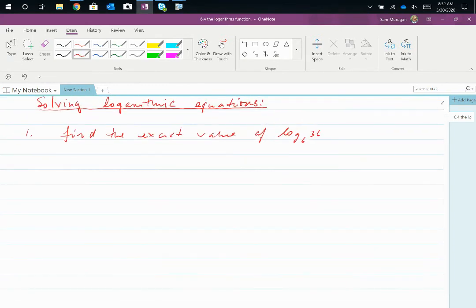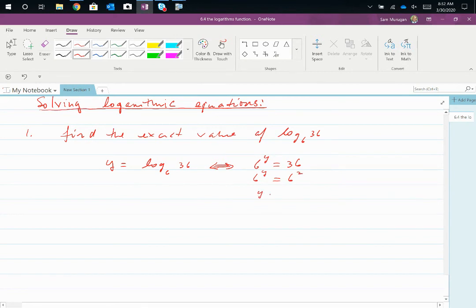The way to do this problem is you would set y equal to log base 6 of 36 if and only if 6 to the power y is equal to 36. So 6 to the power y is equal to 6 squared. And since the bases are the same, we can go ahead and say that y is equal to 2. So the exact value of log base 6 of 36 is 2.